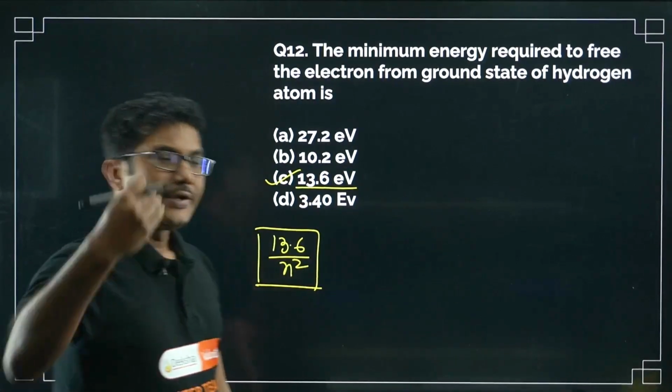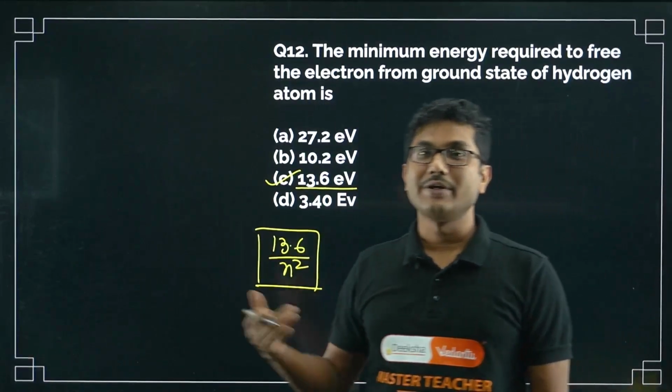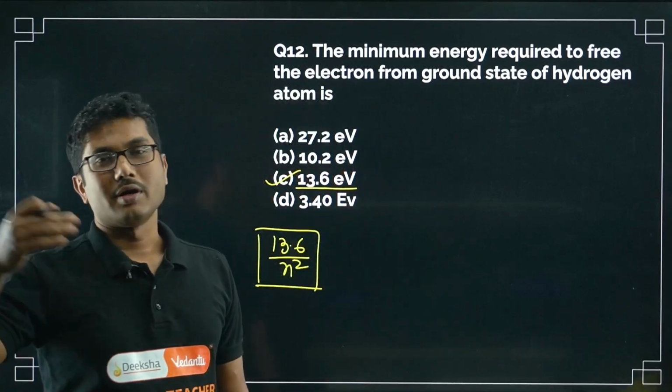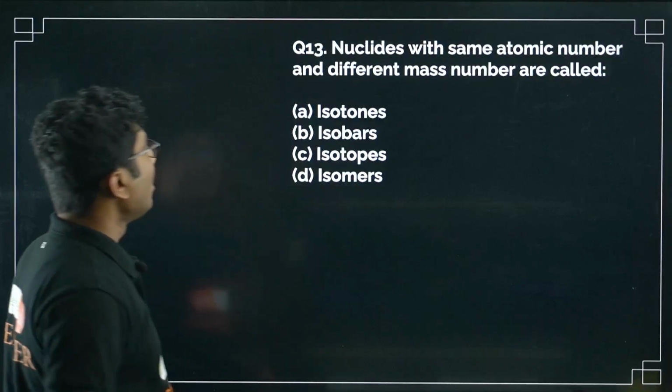Easy question. If it was a CET question, they might have asked you what is the energy required to free the electron from the second state, the second excited state, or the third excited state, like that. N is equal to 3. Now 13.